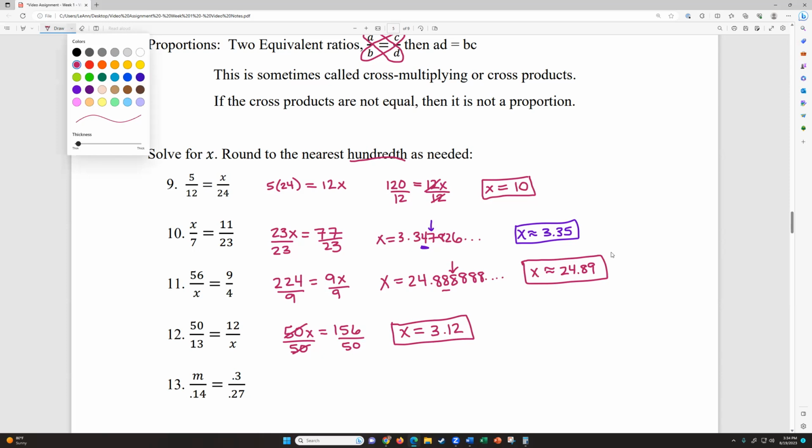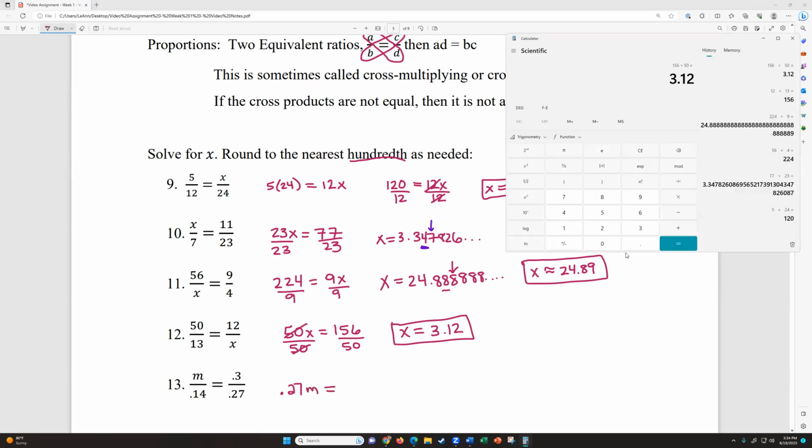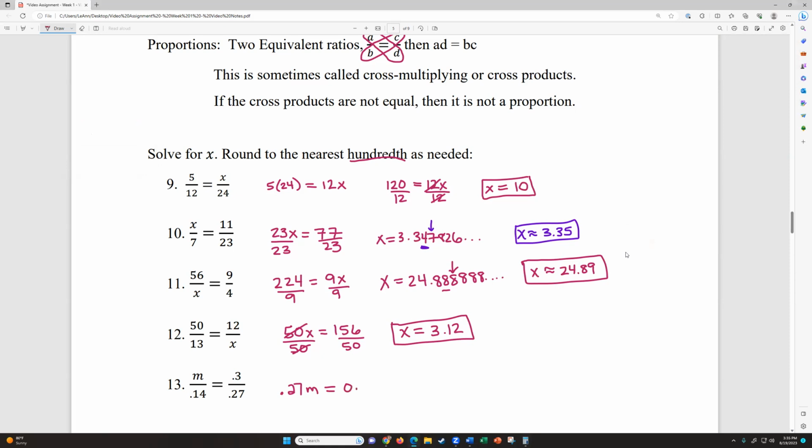And then my last one in this little section, 0.27m equal to, we'll need our calculator, 0.3 times 0.14. That is 0.042. So that's my other diagonal. Be careful here. A lot of times I see students divide by this one because they're not paying attention, and they say, oh, it's smaller. We don't always divide by the smaller number. We divide by the number that is multiplied by our variable. So we're going to divide both sides by the 0.27.